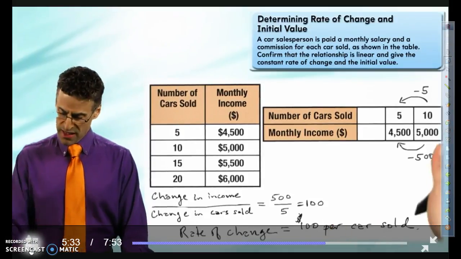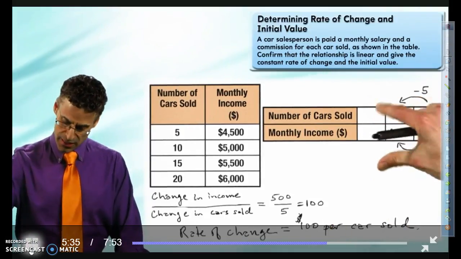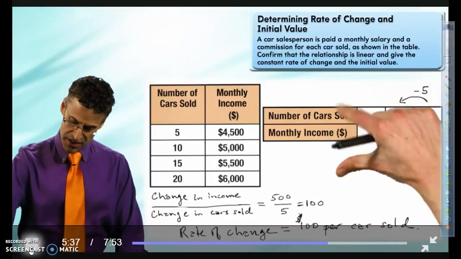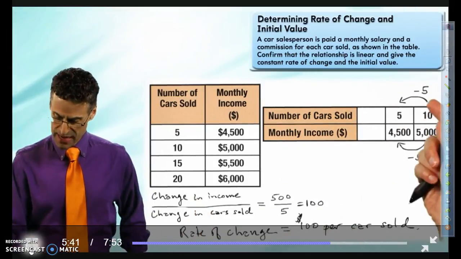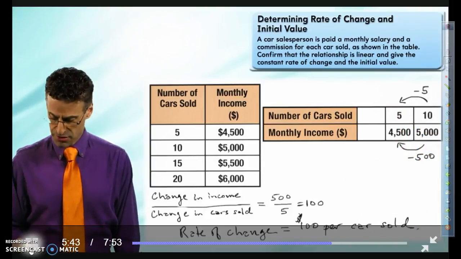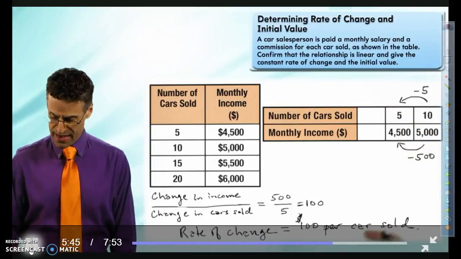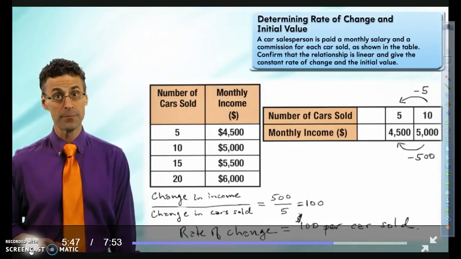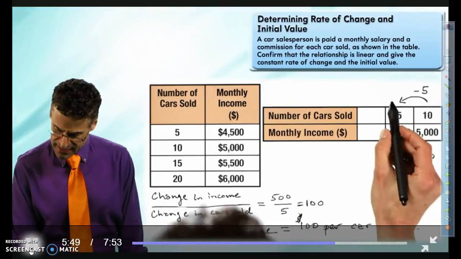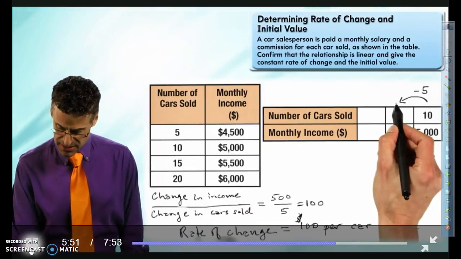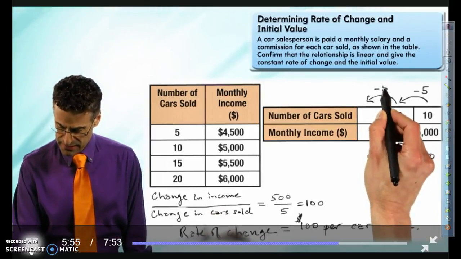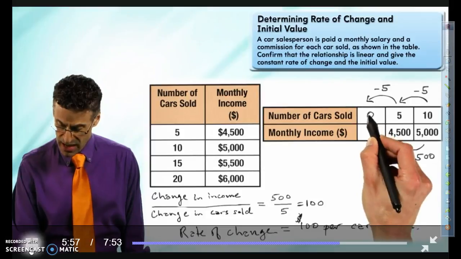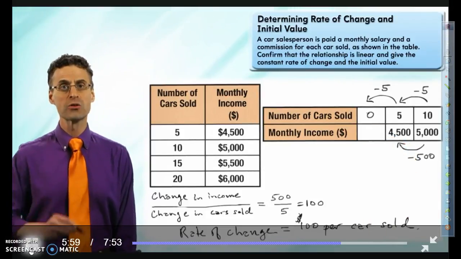So we know that this is going to constantly repeat because we have a constant rate of change. If I subtract 5 from the number of cars sold, I know that I always have to subtract 500 from the monthly income. So armed with that, I can do this again. Let's take another 5 and subtract 5 from here. If I subtract 5 from 5, I get 0. There's the initial value we're looking for.